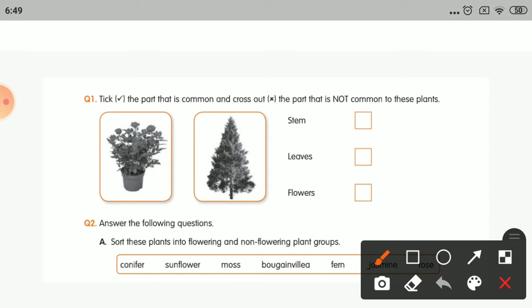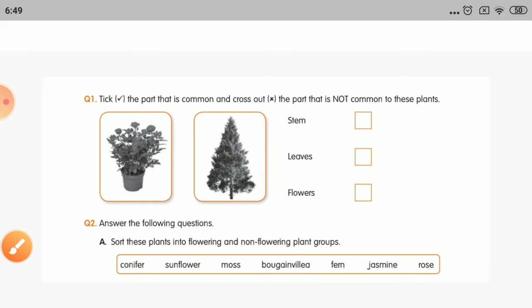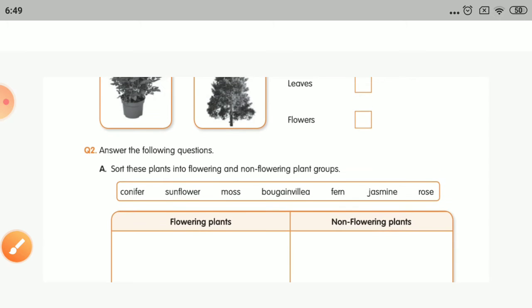So the common parts present between these two plants, a rose and a pine tree, are the stem and leaves. Stem and leaves are both seen in these two plants. Flowering is not noticed in these two plants. Okay, children, now after that, let us move to the second question.